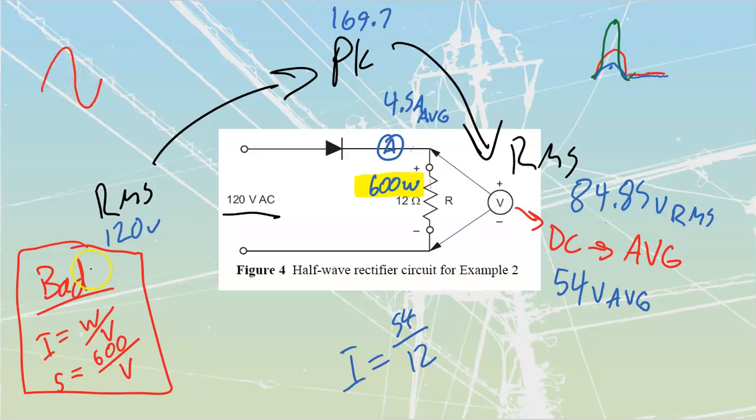That's why this is a bad formula. Because what we're trying to do is relate the watts on this side to volts on this side. And the watts on this side only happen for half the time, right? And the volts happen all the time. So what can we relate?